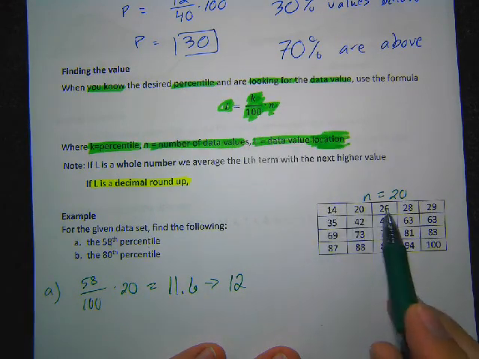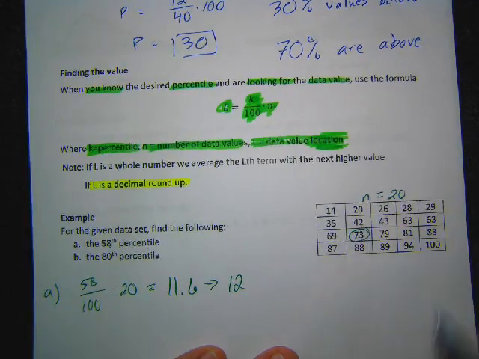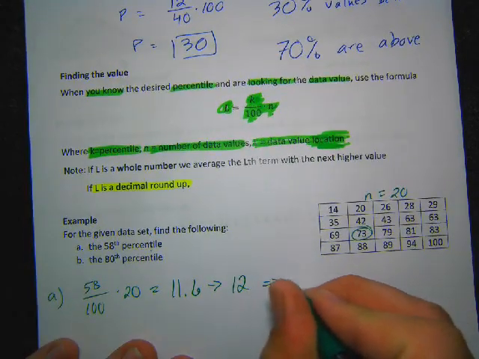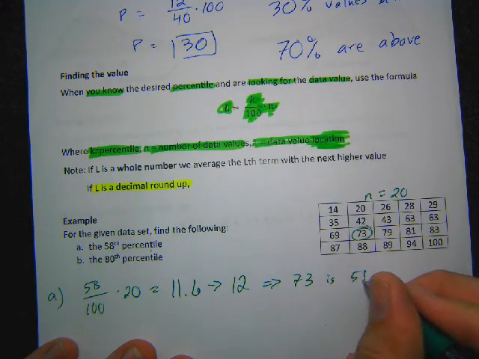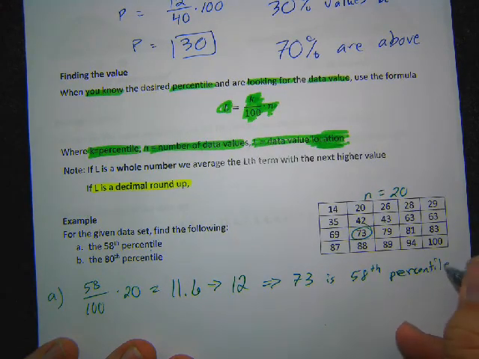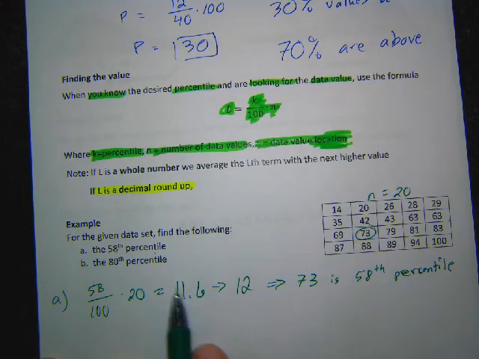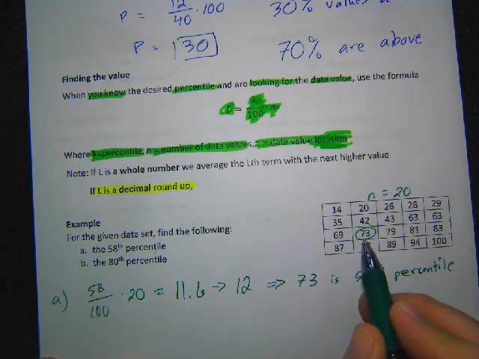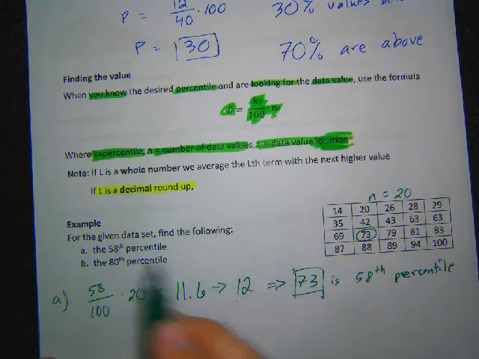So if I go 1, 2, 3, 4, 5, 6, 7, 8, 9, 10, 11, 12, that's going to be 73. So 73 is the 58th percentile. If you have a decimal, you round up, and then that's your percentile. So we rounded up to 12. We found the 12th number in the sequence. So that's why 73 was our answer. It is the 58th percentile.